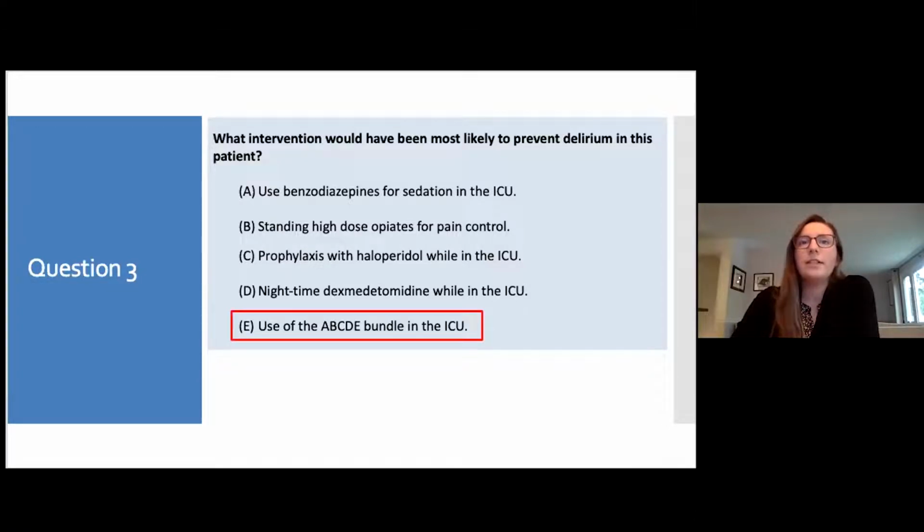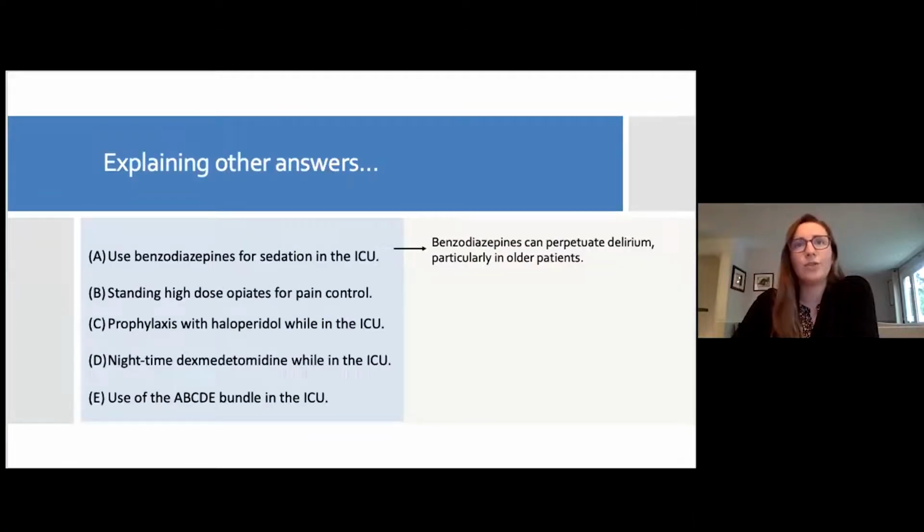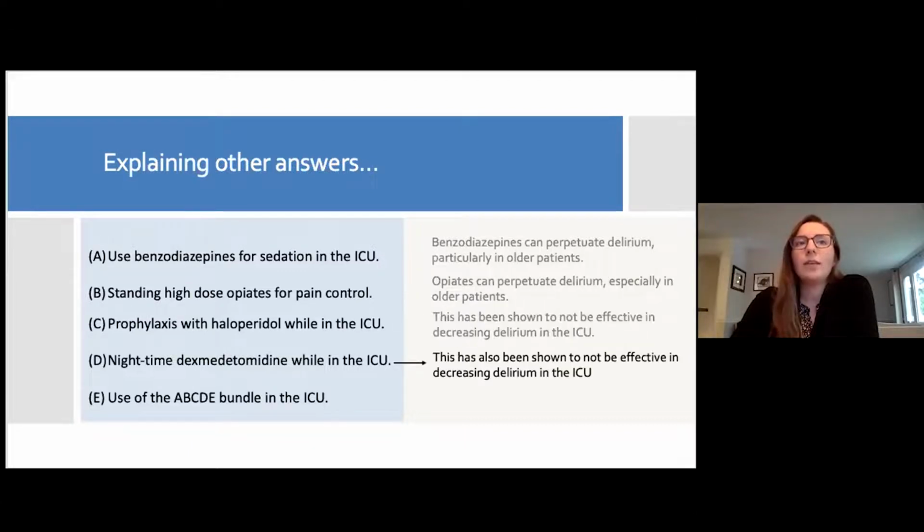The correct answer is E, using the ABCDE bundle. So we'll go through the answers first on this one. Both benzodiazepines and opiates can perpetuate delirium, especially in our older patients. Prophylaxis with haloperidol and dexmedetomidine have been attempted, but have been shown to be not effective in decreasing delirium in the ICU. On the other hand, the use of the ABCDE bundle has been shown to be effective in decreasing prevalence of delirium in the ICU.